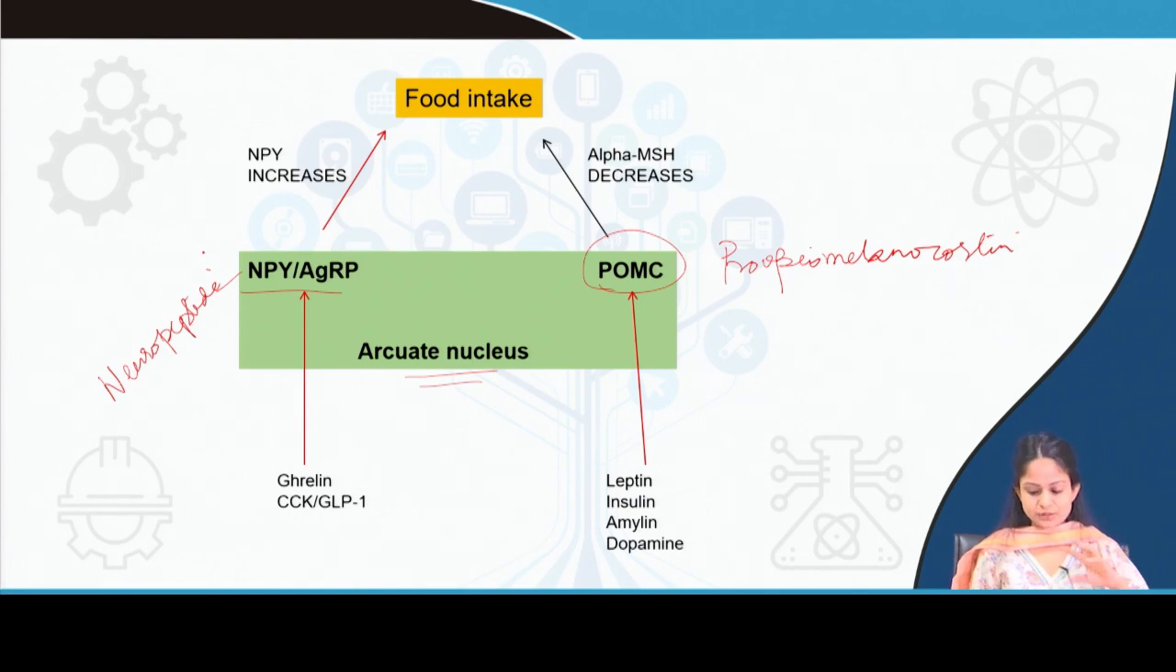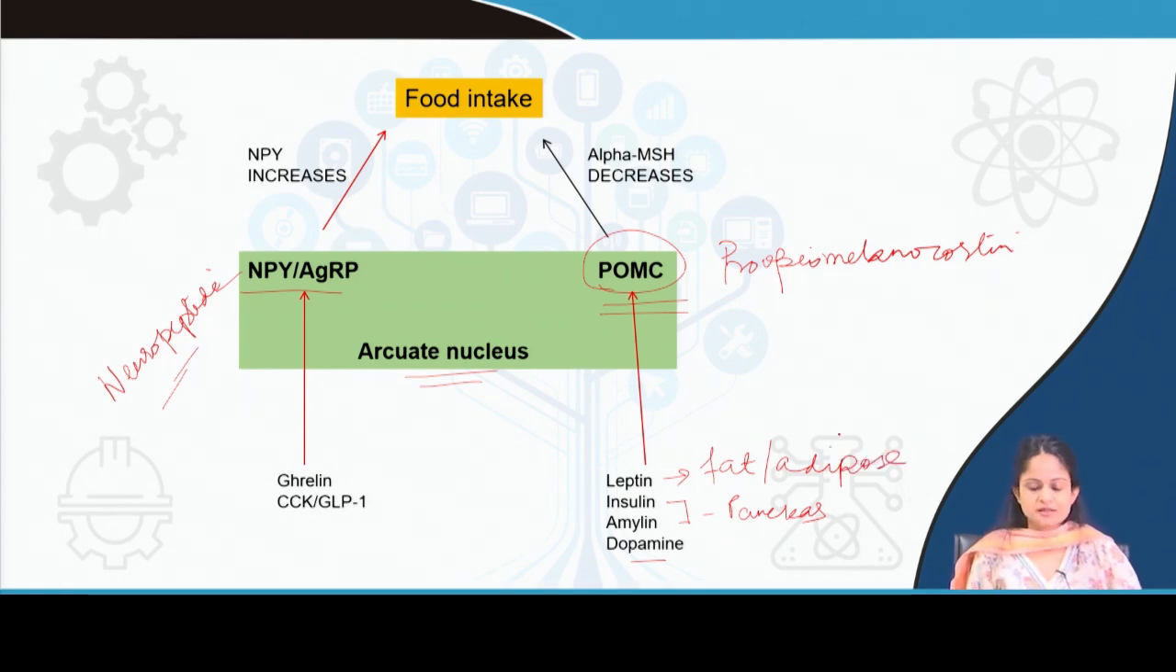What balance? Whenever you stimulate this POMC region, there will be a decrease in hunger, so you won't be taking food, but if you stimulate the neuropeptide Y region, there will be an increase in food intake. In this way they regulate the metabolism. So what are the stimulators? Hunger is decreased, or POMC is stimulated, mainly by leptin, insulin, amylin and dopamine. Dopamine is a neurotransmitter. Insulin and amylin are secreted from the pancreas, and leptin is present in the fat cells or the adipose tissue.